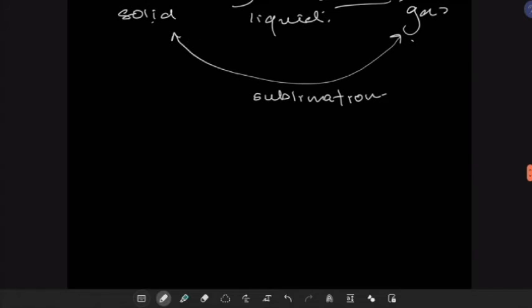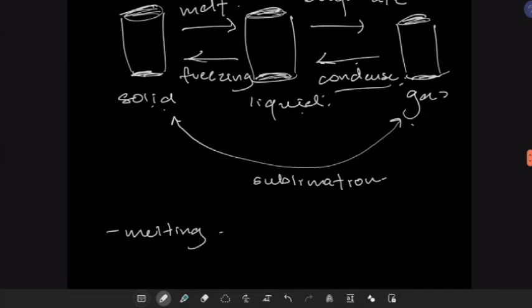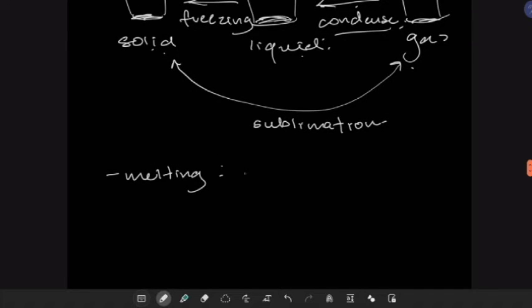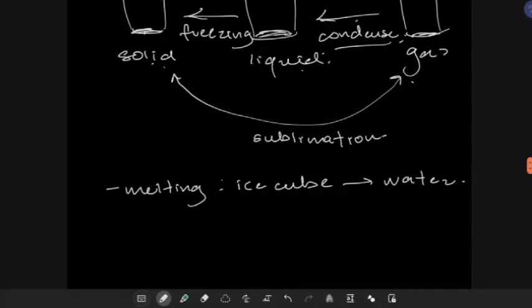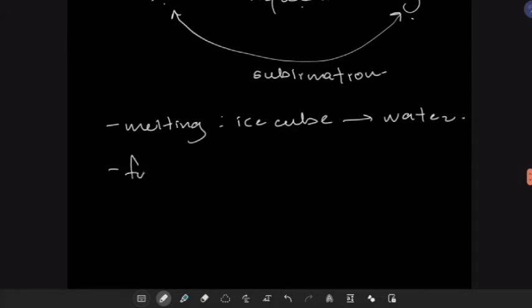Now, let's talk about melting. As you know, melting is from solid to liquid. We have already given the example of an ice cube turning into water. And then now, freezing, we have also known water into ice cubes.